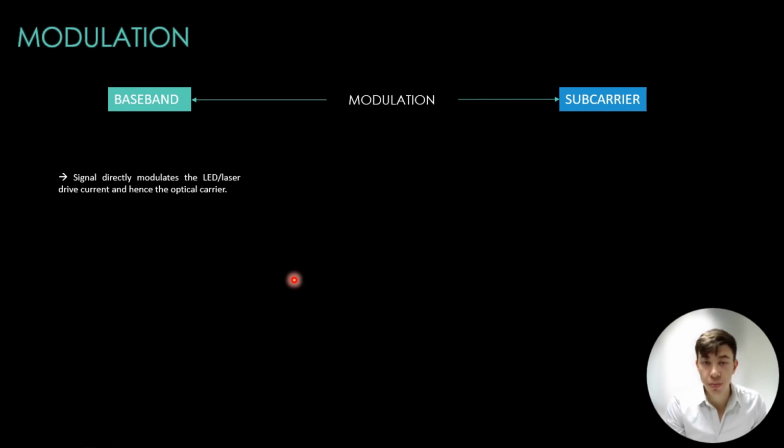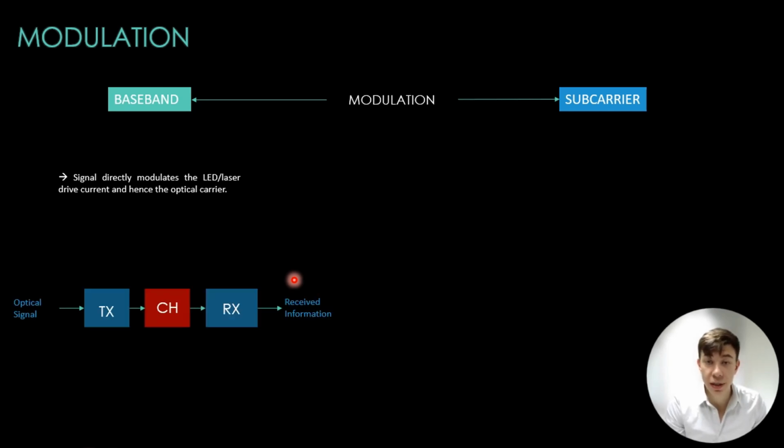This is the simplest form of modulation, where the signal directly modulates the drive current of the LED or laser, alternating the intensity of the optical carrier. It's a straightforward and cost-effective method, but it's limited in bandwidth and can suffer from distortions at higher frequencies.